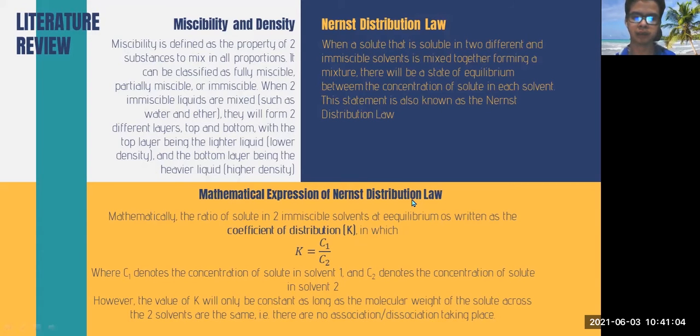Mathematically, the ratio of solute in two immiscible solvents at equilibrium is written as the coefficient of distribution K, in which K is equal to C1 over C2, where C1 denotes the concentration of solute in solvent 1 and C2 denotes the concentration of solute in solvent 2. However, the value of K will only be constant as long as the molecular weight of the solute across the two solvents are the same, i.e., there are no association or dissociation taking place.